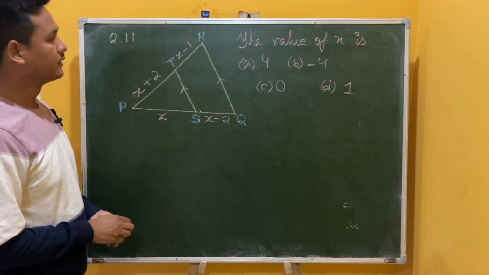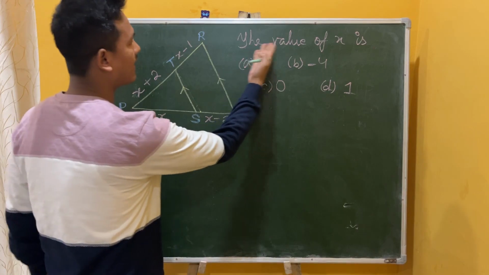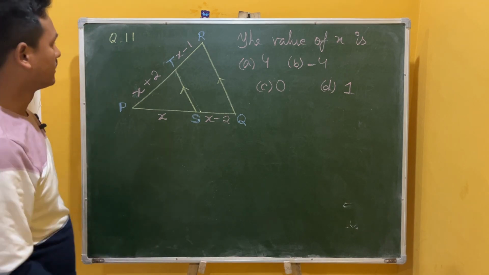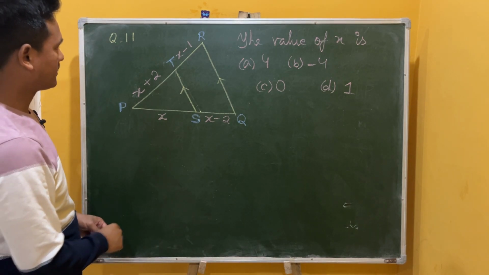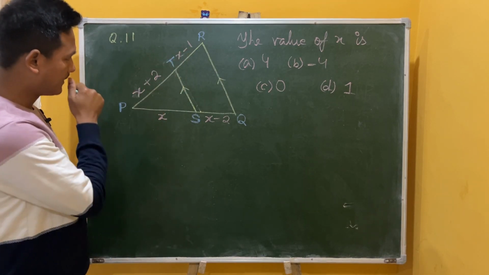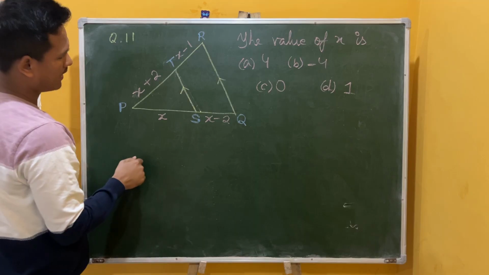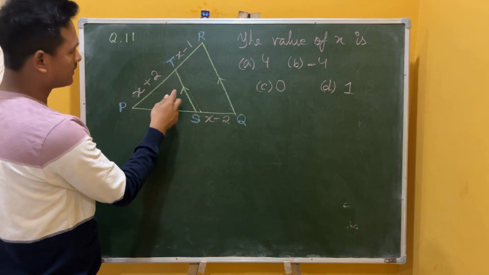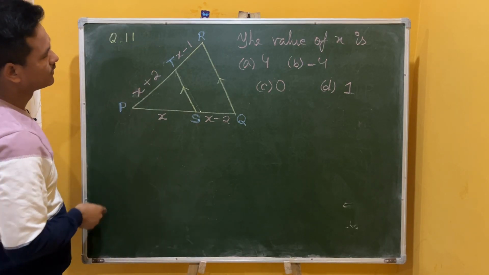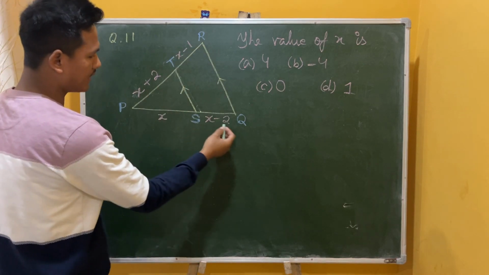So look at this question. You see only a figure, and the question is: the value of x is one among these. It's a question from similarity of triangles. It was lengthy, so I just drew the figure. PRQ is a triangle and TS is parallel to RQ, and PT is x plus 2, TR is x minus 1, PS is x, and SQ is x minus 2.